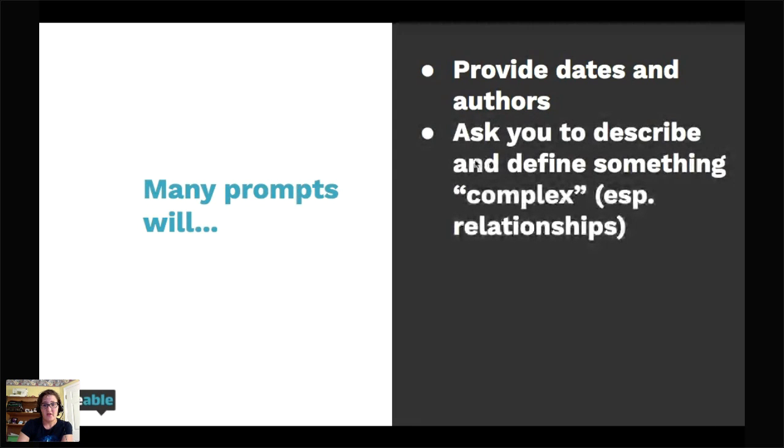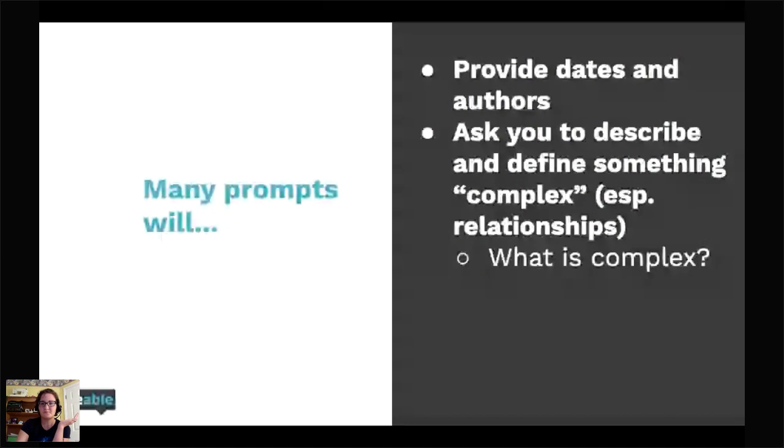Almost always, in some manner, it's going to ask you to describe a complex relationship or something complex. It's usually the complex relationship between these particular things. So my question to you, before I answer any of the questions, is: what can complex mean? What kinds of things in literature can be complex?